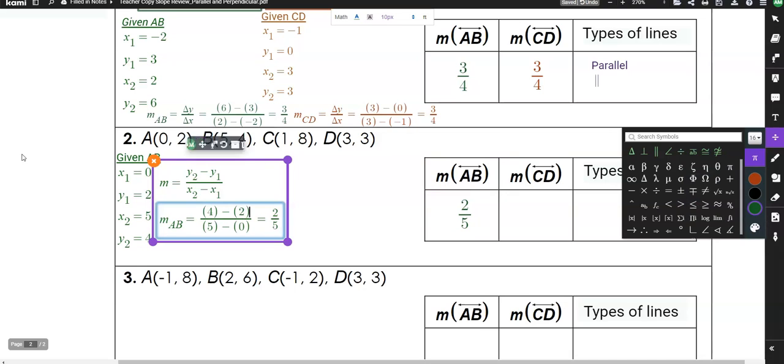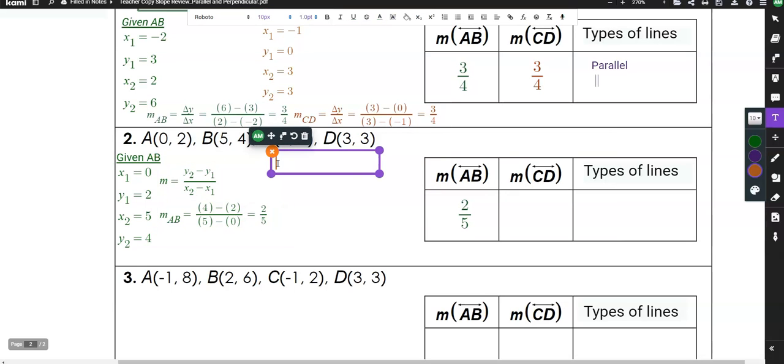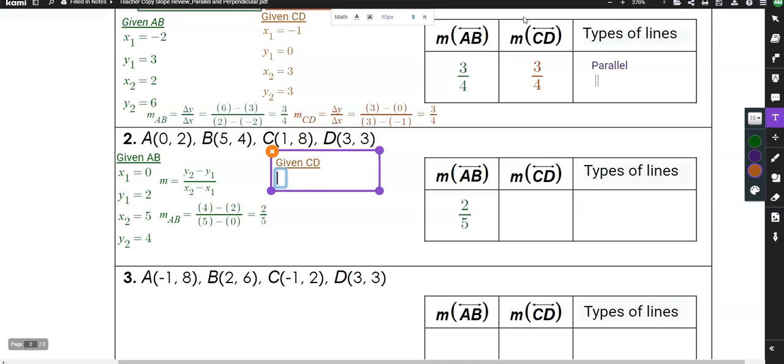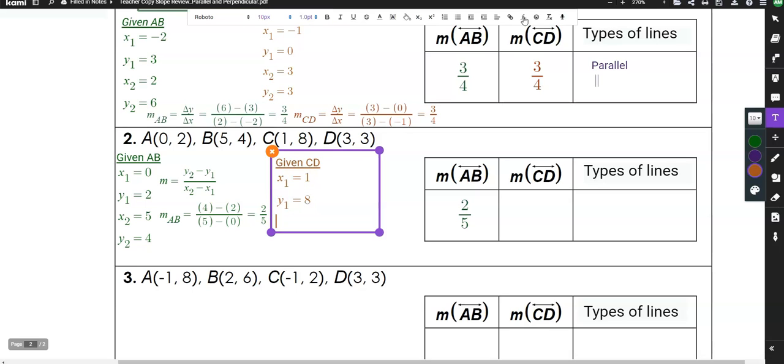Moving right along. We make our list of givens for CD. Starting with our point 1, which will be C. So x1 is going to be 1, and y1 is going to be 8. x2 is going to be 3, and y2 will also be 3.